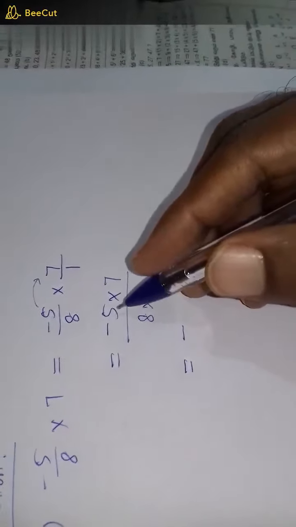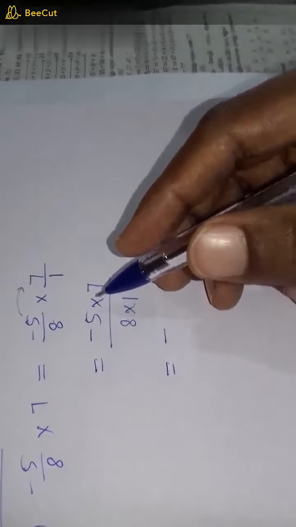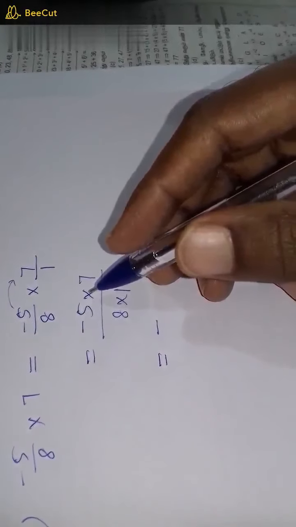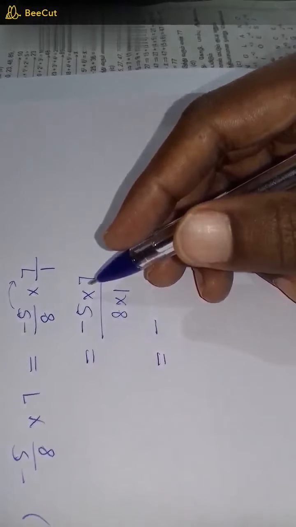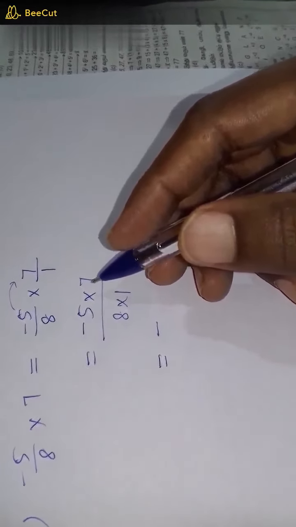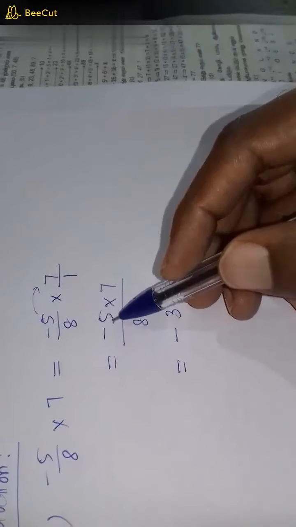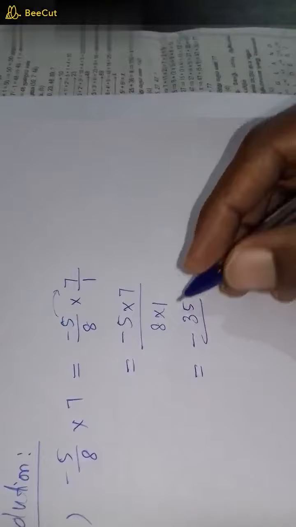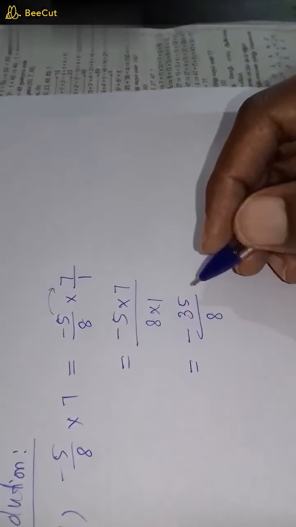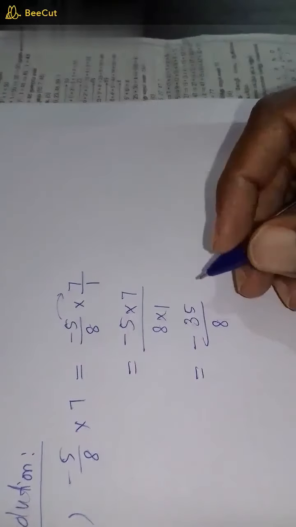That is equal to minus 5 into 7. You can say the fifth table. 1 5 is 5, 2 5s are 10, 3 5s are 15, 4 5s are 20, 5 5s are 25, 6 5s are 30, 7 5s are 35. Divided by 8 into 1, 8. Okay. Therefore, the answer is minus 35 by 8.